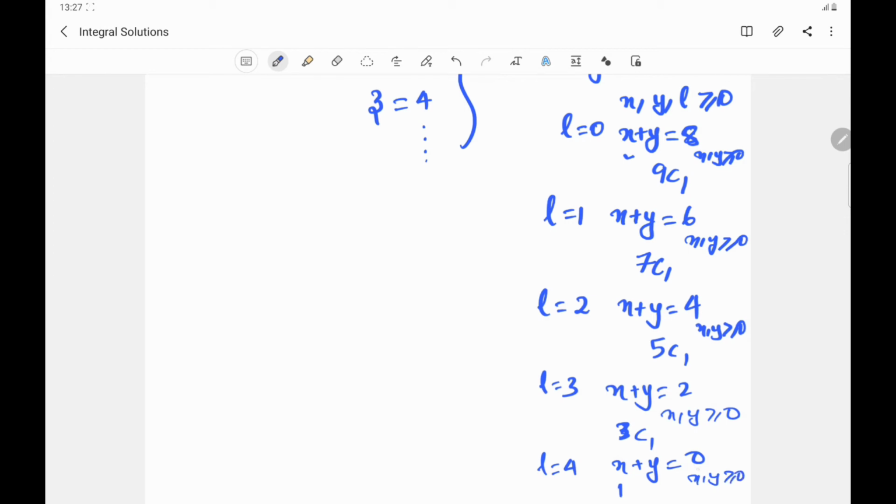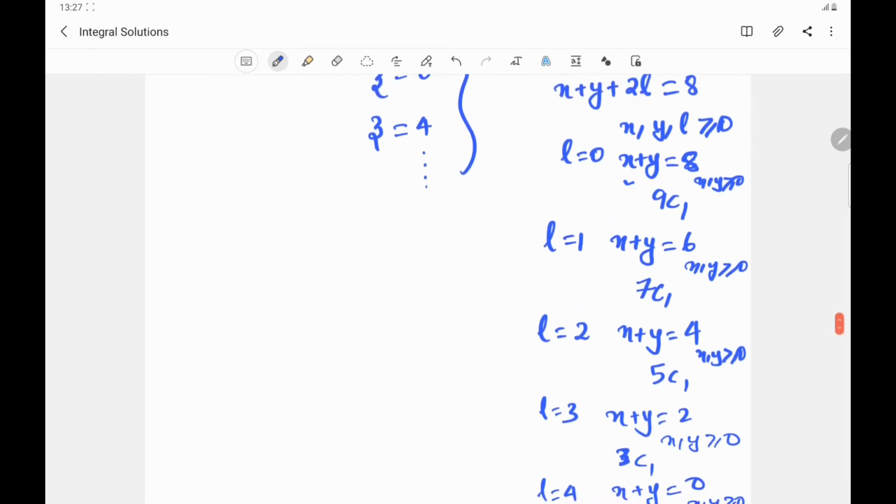So we will add 2 to the right hand side. There will be one gap. Out of 1 I will select 1. So this is nothing but 9 plus 7 plus 5 plus 3 plus 1. So this is 10, this is 10, this is 5, so 25.